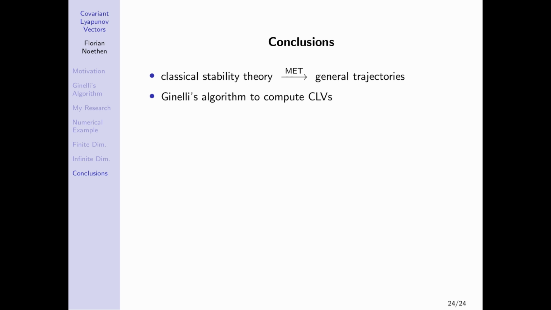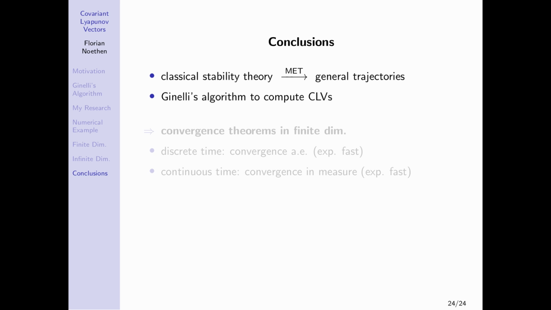To conclude, I showed you that we can generalize the classical stability theory to more general background trajectories using the multiplicative ergodic theorem. The multiplicative ergodic theorem gives us the existence and uniqueness of covariant Lyapunov vectors, so the directions and associated growth rates given by the Lyapunov exponents. Then I showed and explained to you Ginelli's algorithm as a way to compute CLVs.